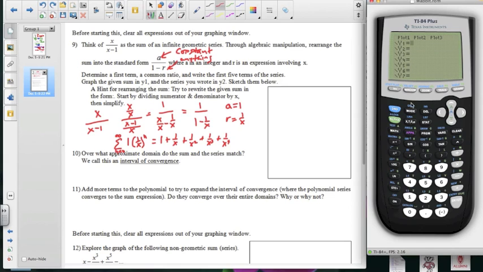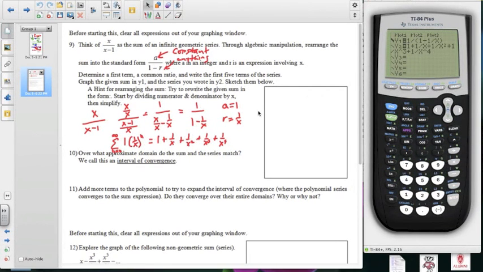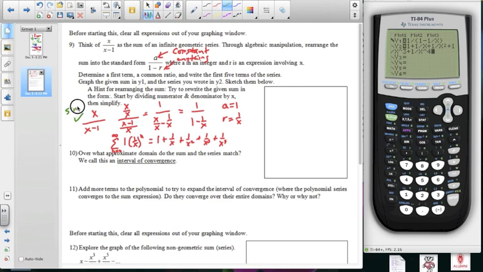Okay, so the first 5 terms, 1, 2, 3, 4, 5, would be this expression here. What I have put into the graphing calculator over here is the non-polynomial function, 1 divided by the quantity 1 minus 1 over x. And that is this right here, which is what we are calling the sum of the series, and I have it graphed in this form right here. And then in Y2, I have the approximation graphed.